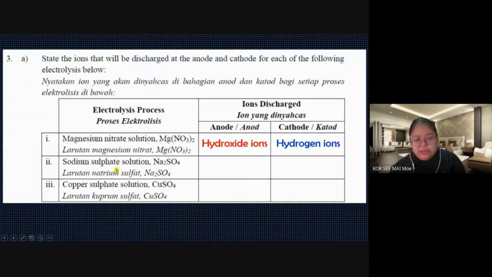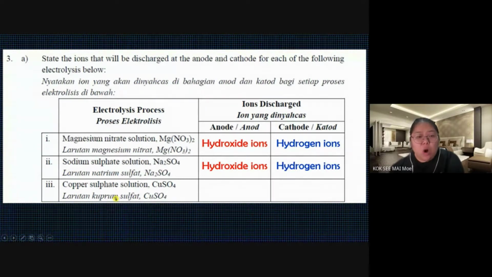So sodium and sulfate. Sodium is positive. Sulfate is negative. So sodium also produces hydrogen. Sulfate also produces hydroxide. So from the anode, they will choose sulfate or hydroxide? Sulfate or hydroxide? Hydroxide. Hydroxide is at the bottom one. Normally we choose the hydroxide. Okay, for the sodium and also hydrogen, we need to choose hydrogen. So we choose hydrogen.